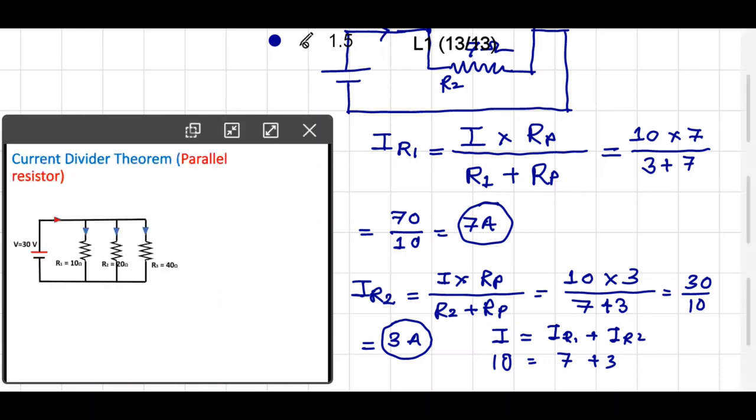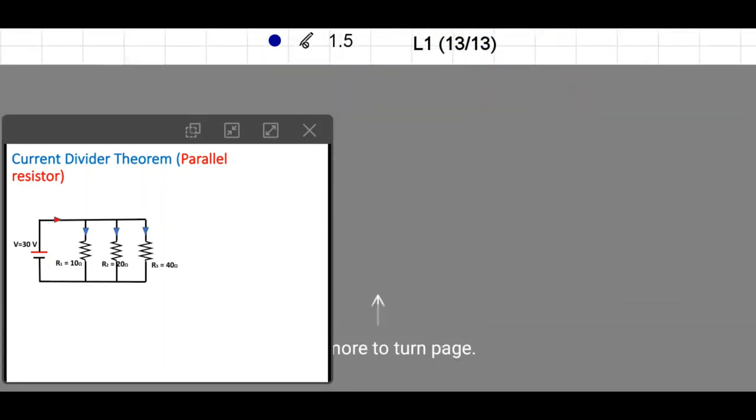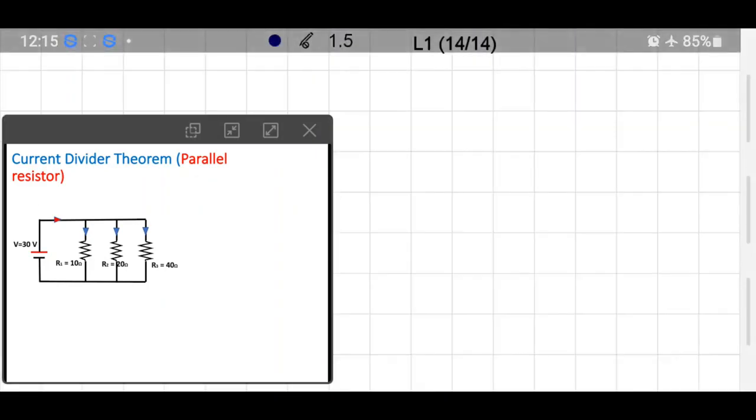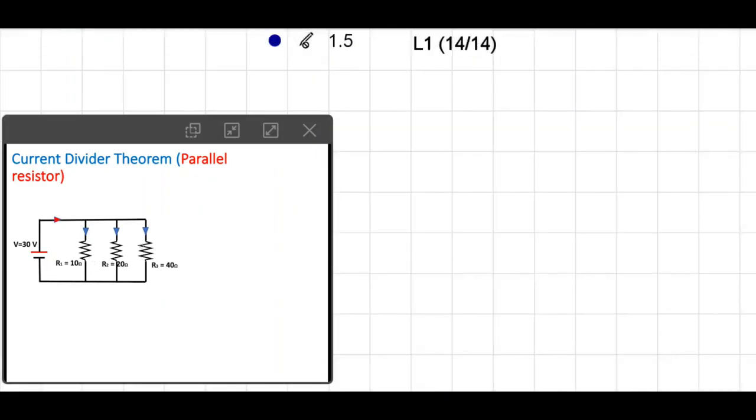So let us consider another example of current divider in order to understand the concept of parallel resistances. Now here, this circuit is different. You should pay attention. Here it is a 30 ohm resistance through which this current I is flowing. Now the current is divided into these resistances, and there are 3 resistances.